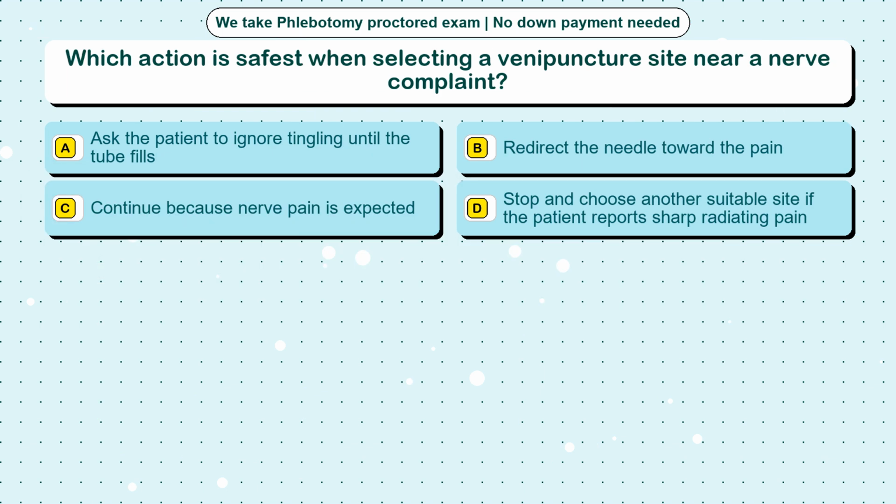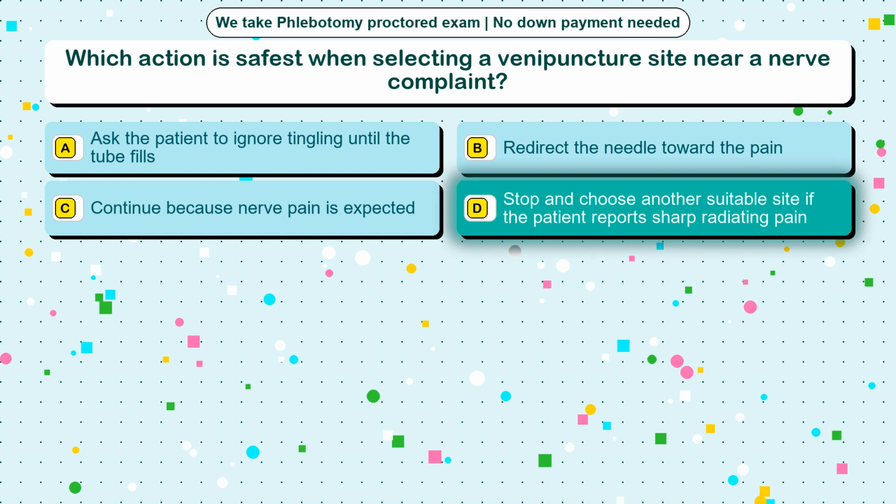Question 25. Which action is safest when selecting a venipuncture site near a nerve complaint? Option A. Ask the patient to ignore tingling until the tube fills. Option B. Redirect the needle toward the pain. Option C. Continue because nerve pain is expected. Option D. Stop and choose another suitable site if the patient reports sharp radiating pain. The correct answer is option D.